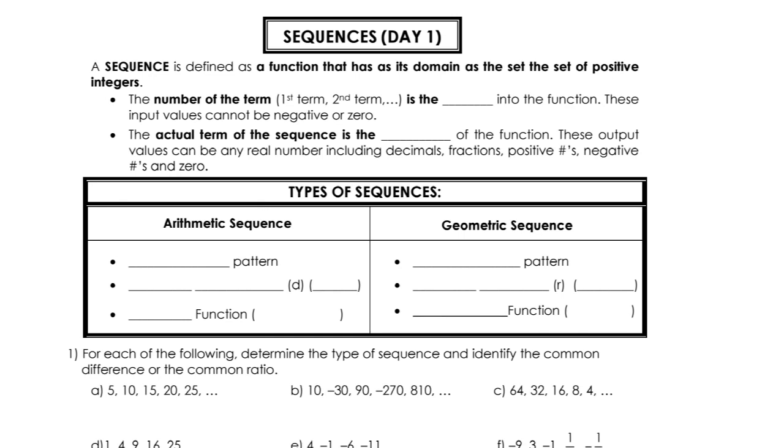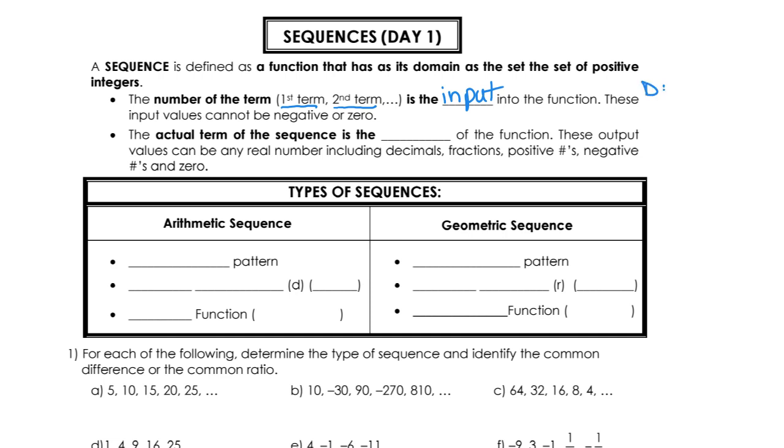All right, guys, we're on day 1, and this is entitled sequences. A sequence is defined as a function that has its domain as the set of positive integers. The number of the term, so for instance, the first term, the second term, the third term, is the input into the function. These input values cannot be negative or 0. For instance, we don't have a 0th term or a negative first term. And so that's why they say that our domain is the set of positive integers.